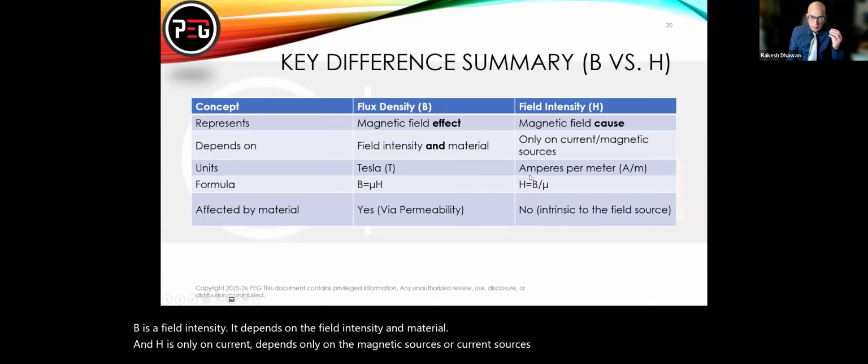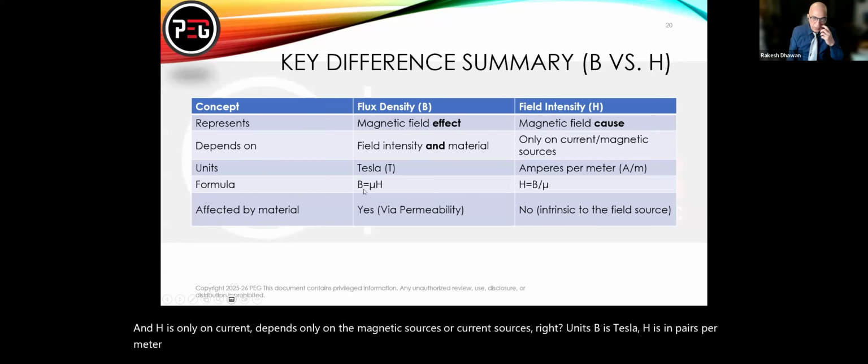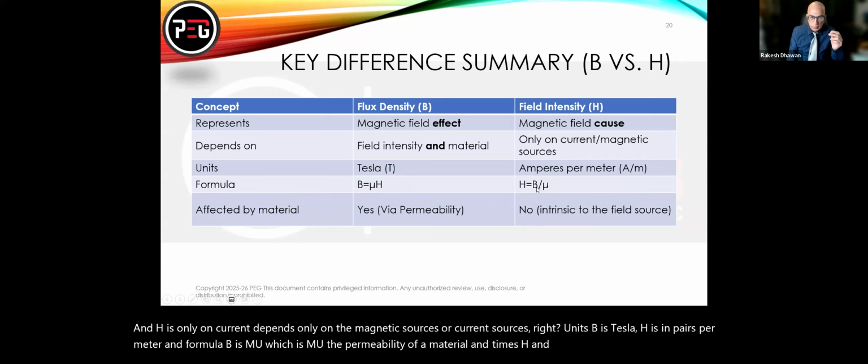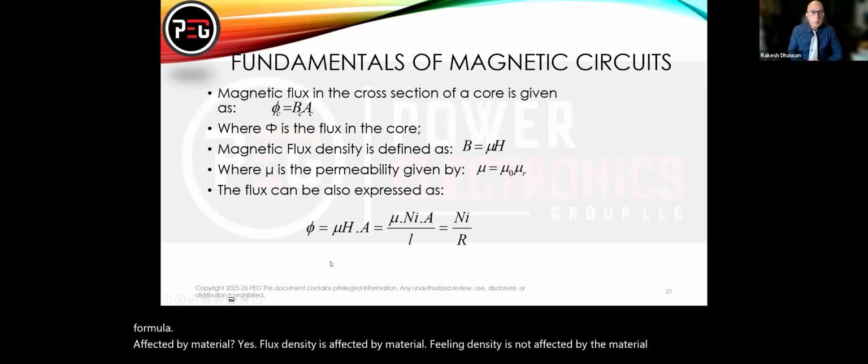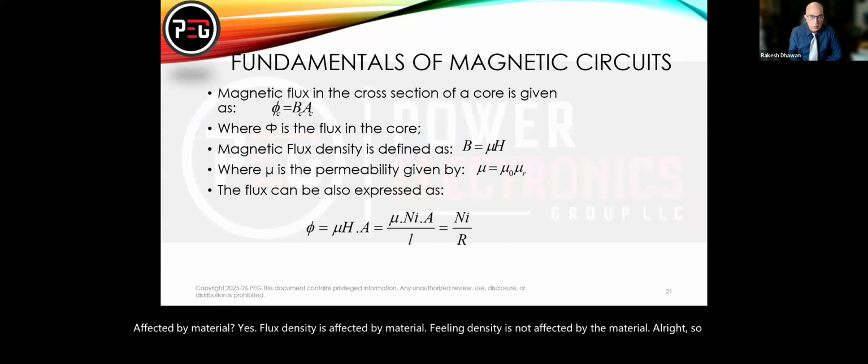Units: B is in Tesla, H is in amperes per meter. And the formula: B is mu, the permeability of a material, times H. And of course, there is the reverse of that formula. Affected by material, yes, flux density is affected by material. Field intensity is not affected by the material, all right?